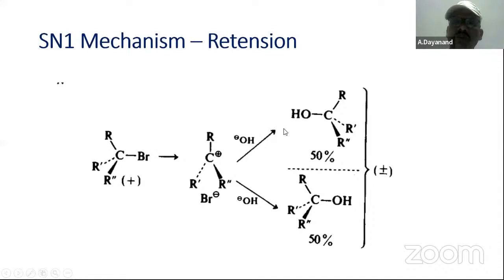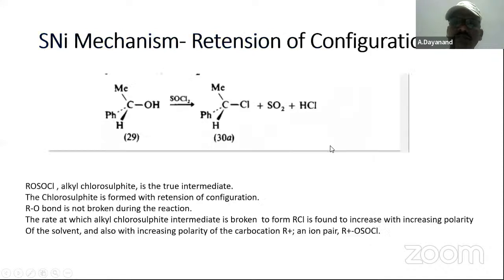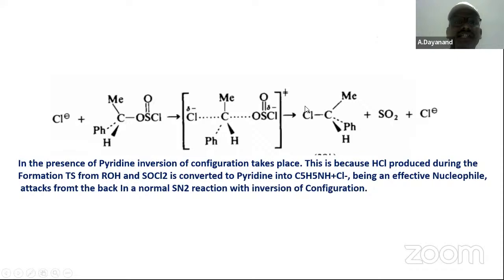Therefore, there are two possibilities. Therefore, the ultimate products are also two. That is, a racemic mixture is formed. Okay, there is another mechanism. We will see it later.